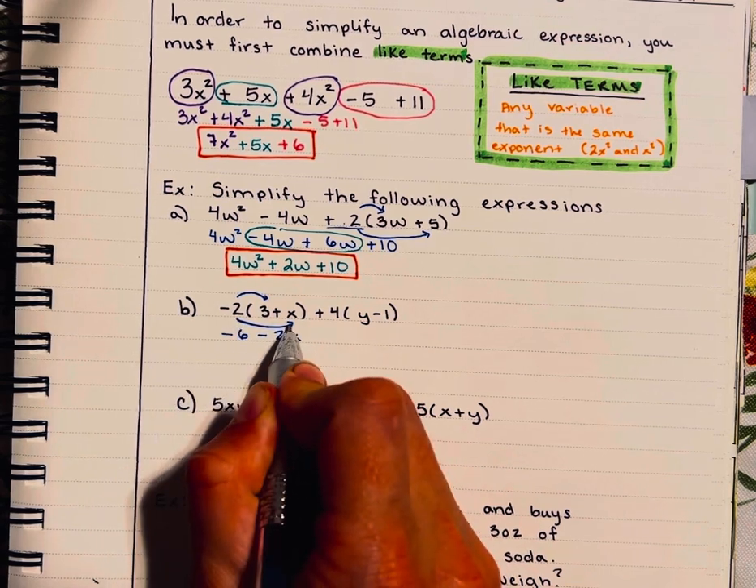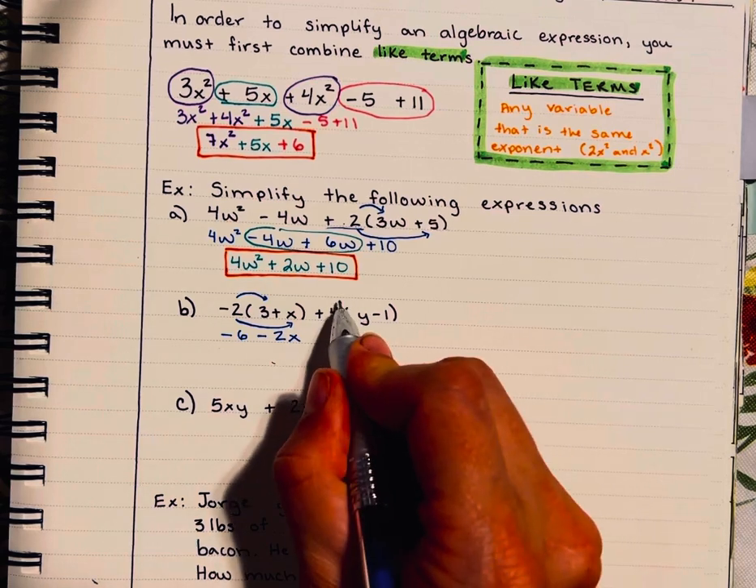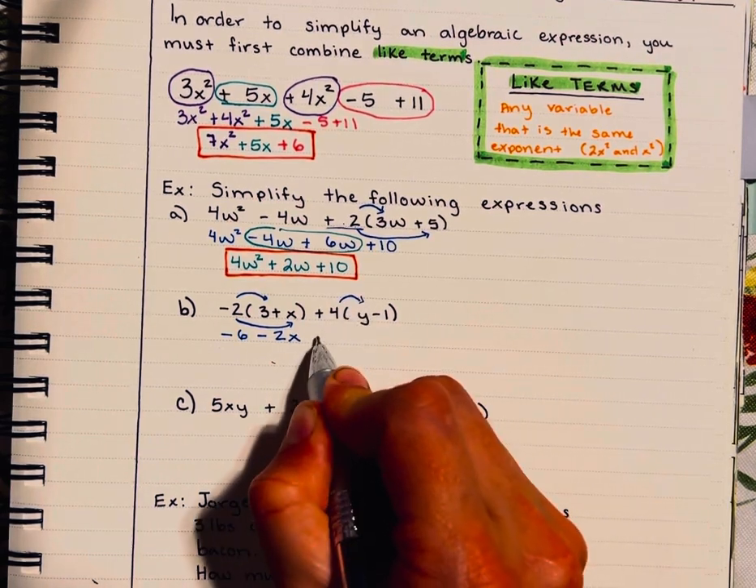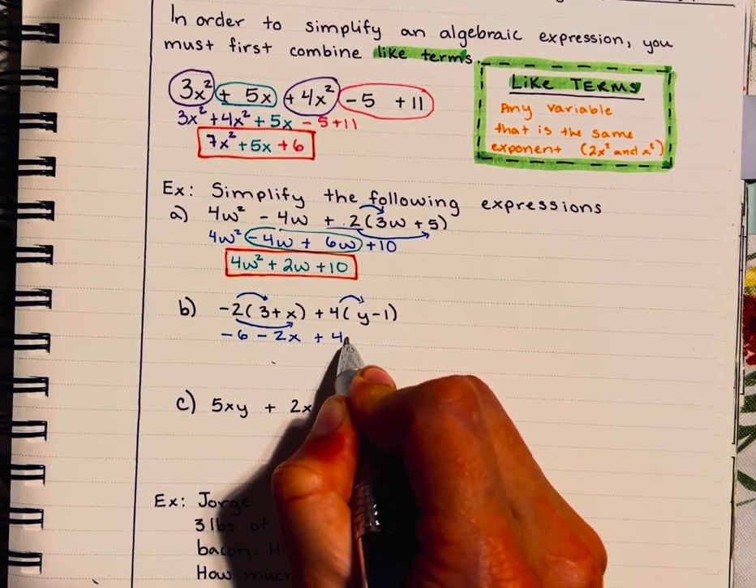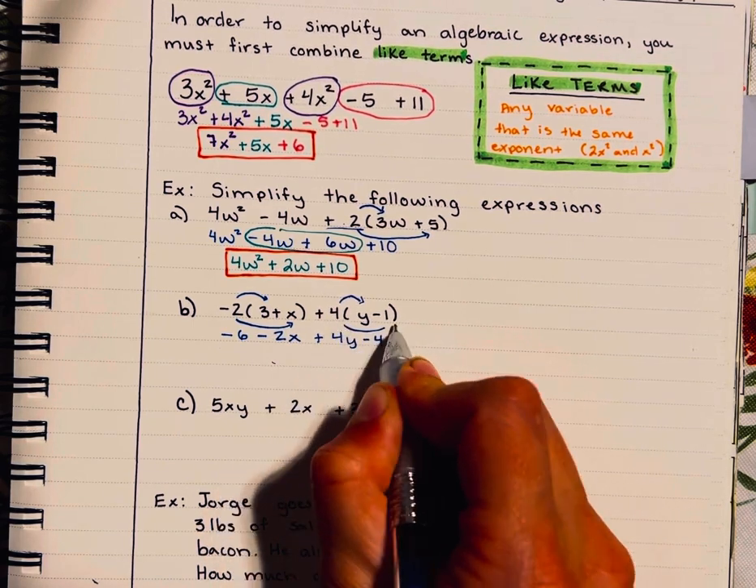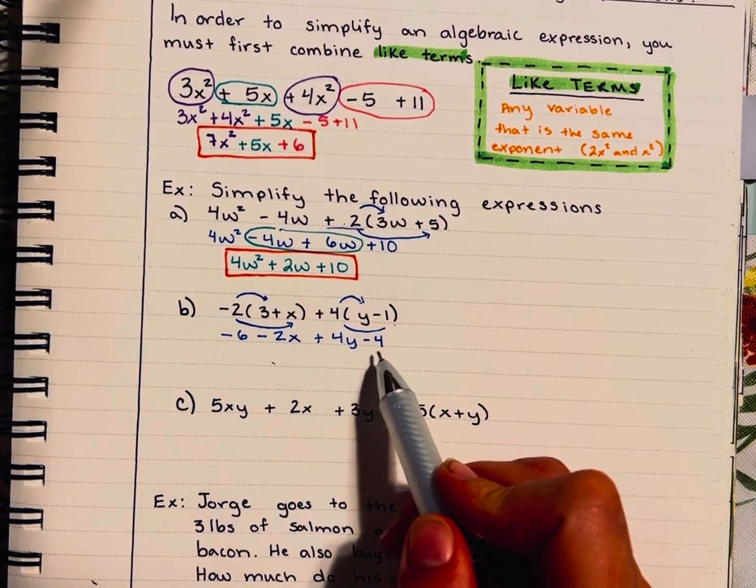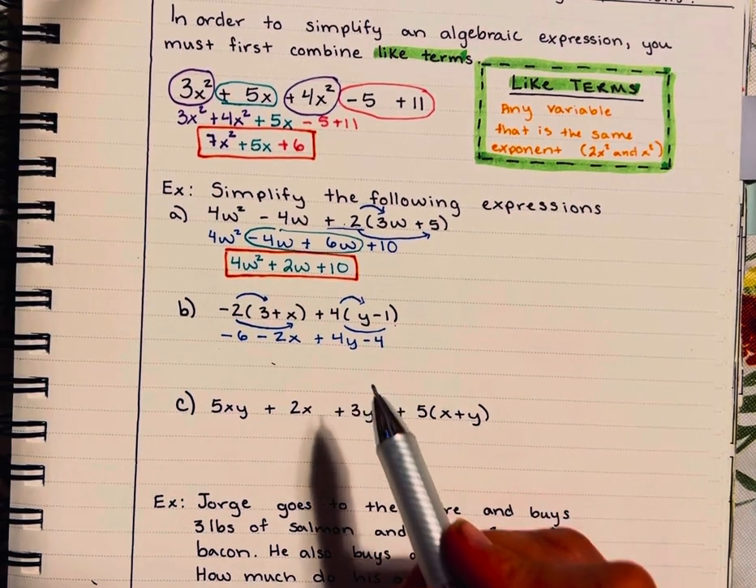And that's because -2 times x is -2x. I also am going to have plus 4y and minus 4, because -4 times -1 is... because 4 times -1 is -4. Okay, so notice that my negative sign is acting as a minus sign and a negative sign.